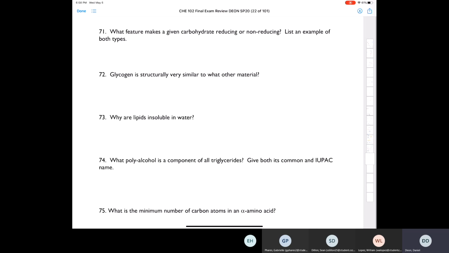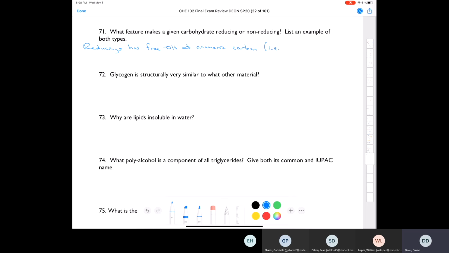What feature makes a given carbohydrate reducing or non-reducing? List an example of both types. Well, a reducing sugar has a free hydroxyl at the anomeric carbon. And there are many examples that you could give me for this. You could say glucose, fructose, galactose, lactose.